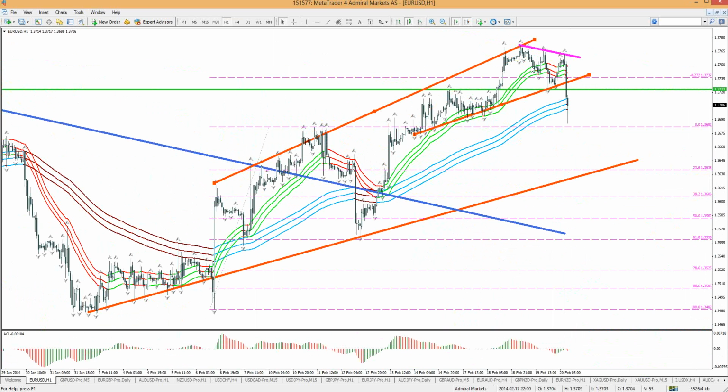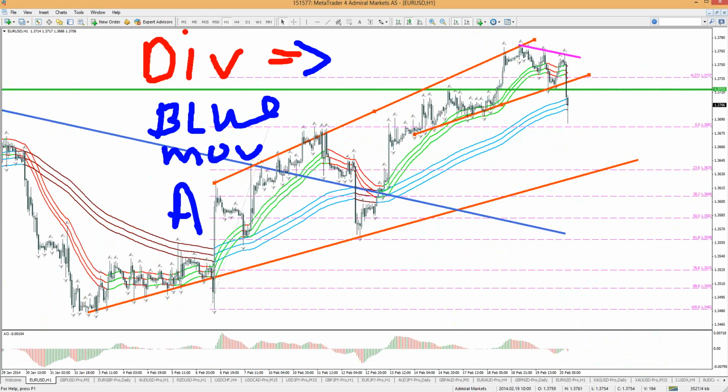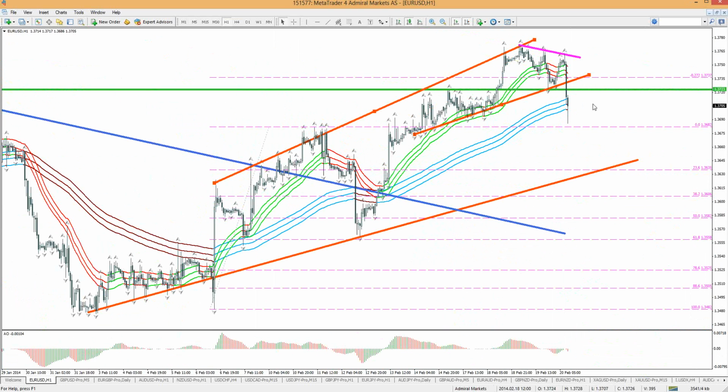If I would have thought about it, then we know that when we have divergence, what is the target? The goal is the blue moving averages. And we just hit that. So the goal of that 1 hour divergence has been met. Let's see if we get a trend change as well. Will we see a reversal, or is this indeed just a retracement for more upside?